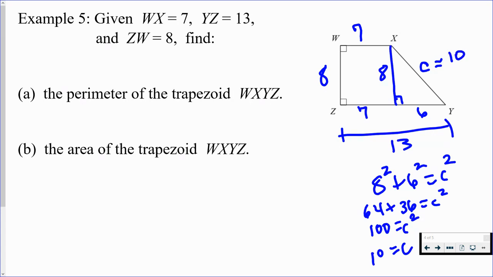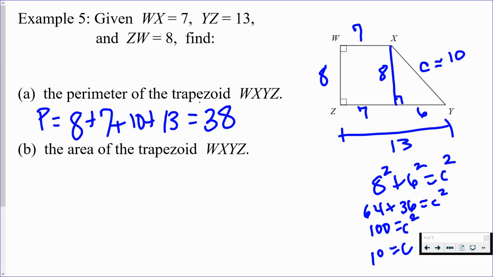Now we have all the different pieces, and we should be able to solve everything. Perimeter, I'm adding up all the sides. So our sides are 8, 7, 10, and 13. If we were to add up all of those numbers, we should end up with 38 as our perimeter. So the perimeter of that trapezoid is 38 units.